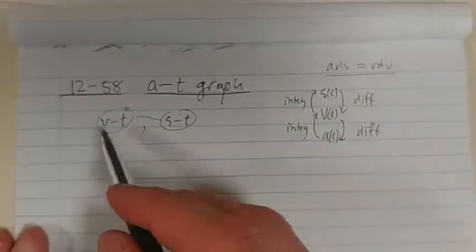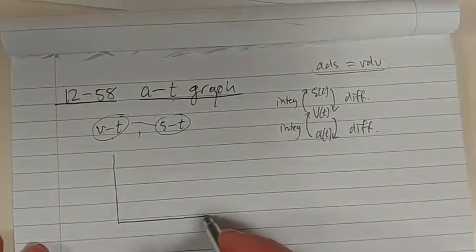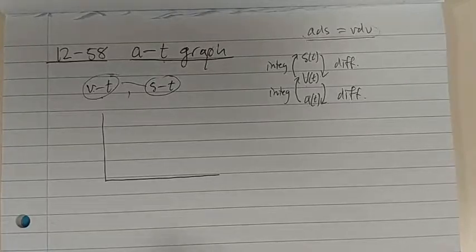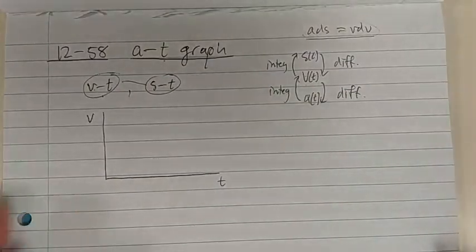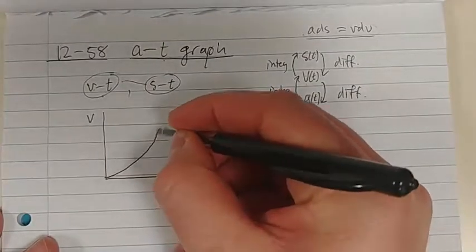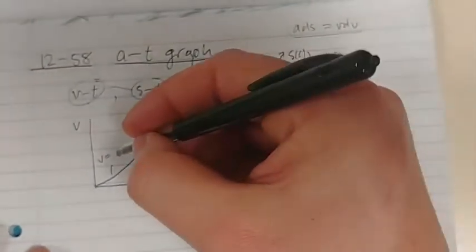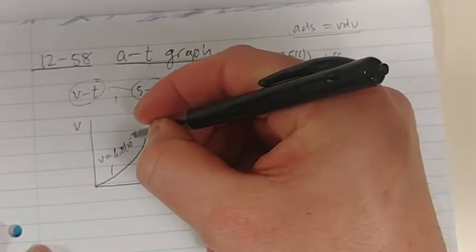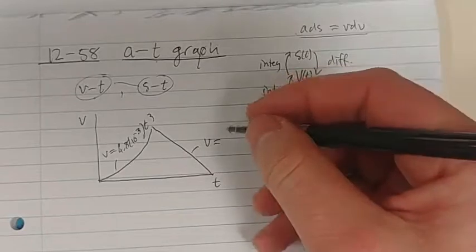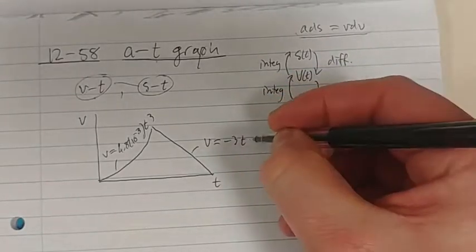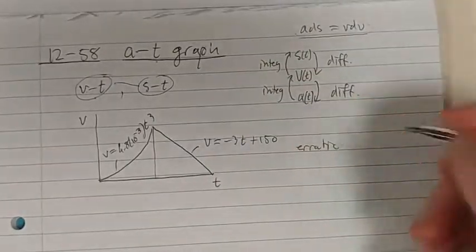So we have velocity time, we want acceleration time. Let's just redraw it again. So there's our velocity time curve. This was a function of t cubed, so it was 4.8 10 to the minus 3 t cubed, and that was minus 3t plus 150. Again, erratic motion, piecewise function.